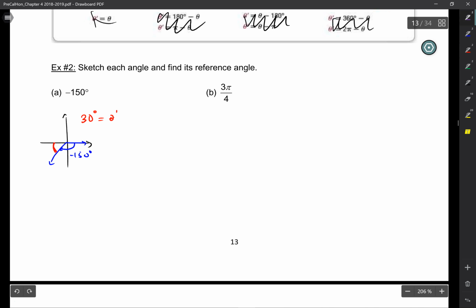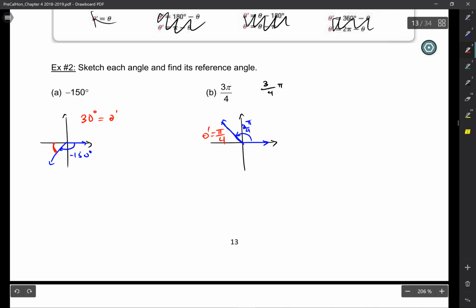Okay. 3 pi over 4. So this is the same as 3/4 pi. Here we go. We start here. Up until this point, that's half a pi. I'm going to go 3/4 of the pi. So right there, that's 3/4 of the pi. How much more do I have left over for the full pi? 1/4. So theta prime is 1/4 pi.